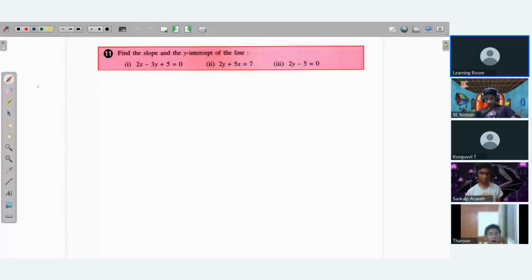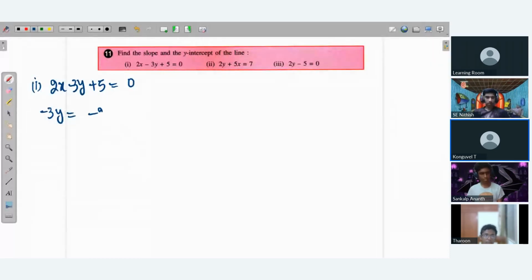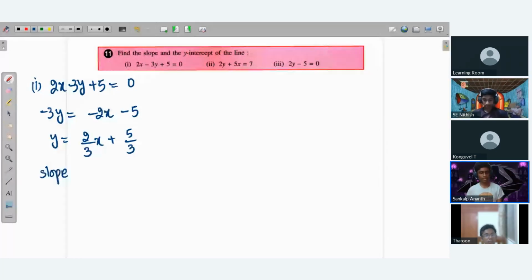2x minus 3y plus 5 equal to 0. This is already a standard form. I make it in the form where y is dependent and x is independent. y becomes 2 by 3 x plus 5 by 3. Slope is 2 by 3. Y-intercept is 5 by 3.